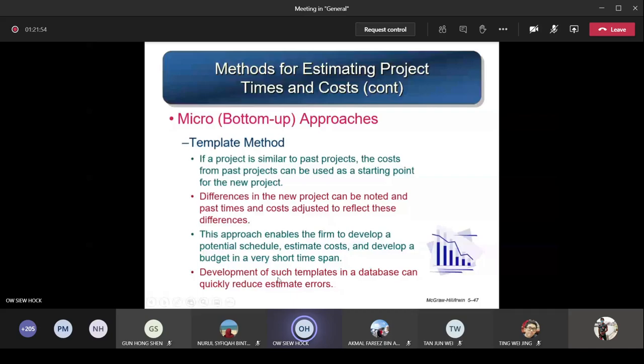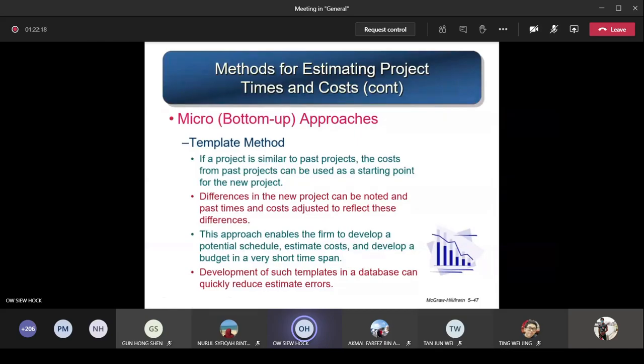You see, your project is different from the old project. In what way? What are the differences there? And the past times and costs are adjusted to reflect these differences. So what are the new things that you have, that people don't have? What are the things that people have, that you also have? So you can take the values that they estimated. This approach enables the firm to develop a potential schedule, to estimate the cost, and develop a budget in a very short time span.